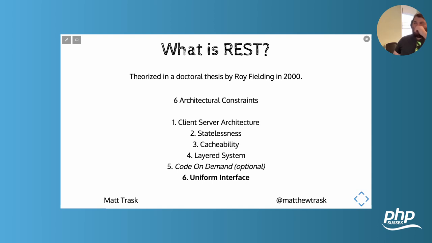Cacheability is number three. GET requests can be cached all across the world through DNS servers and things like that. So we want to make sure that when we're making these responses, we can cache them so we can limit the hit that the server is going to take if you have a high availability system. A layered system as well: we want it to be distributed across the world. We don't want it to be just one single server in one single part of the world. We want to make sure we can pass it all the way around.